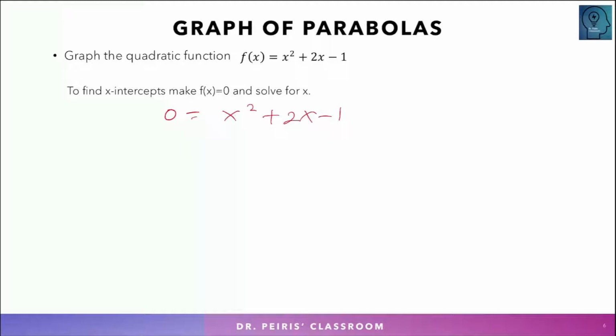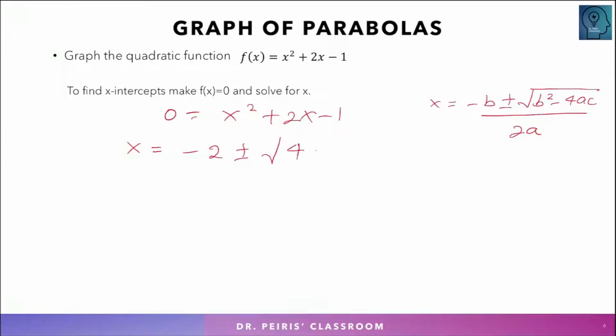This one doesn't look like we can factor it, so let's find the solution using the quadratic formula. I hope everybody knows how to use the quadratic formula, but I'm just going to show you the formula. x equals minus b plus or minus the square root of b squared minus 4ac, over 2a. So that's the quadratic formula to find x. If we apply that, here our b is 2, so minus b plus or minus, the b squared is 2 squared, which is 4, minus 4, a is 1, c is negative 1, divided by 2 times a, which is 1.